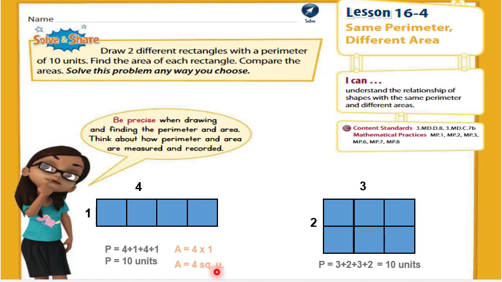Excellent. Now let's find the area for this rectangle. What is my equation? Very good. 3 times 2. And the product is? Excellent. 6 square units. So the perimeter for both shapes is? Very good. 10 units. It's the same. And what about area? Excellent. It is different.